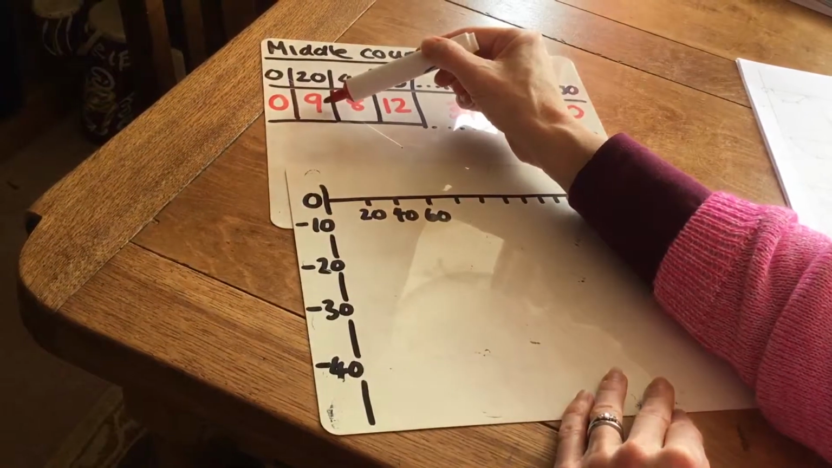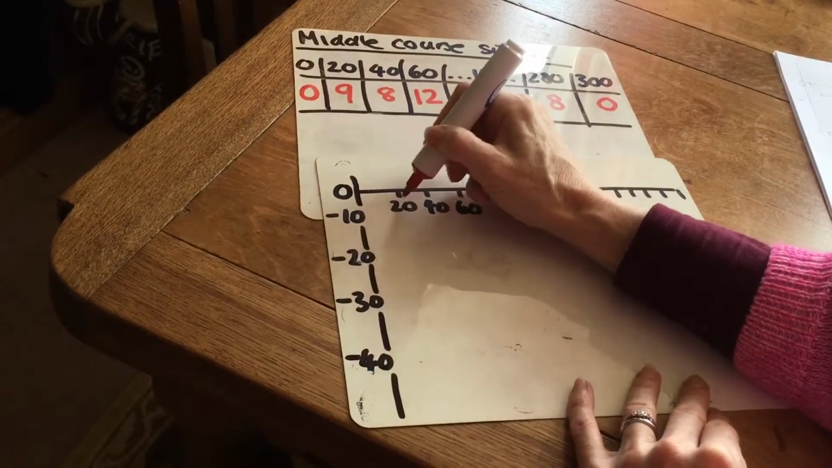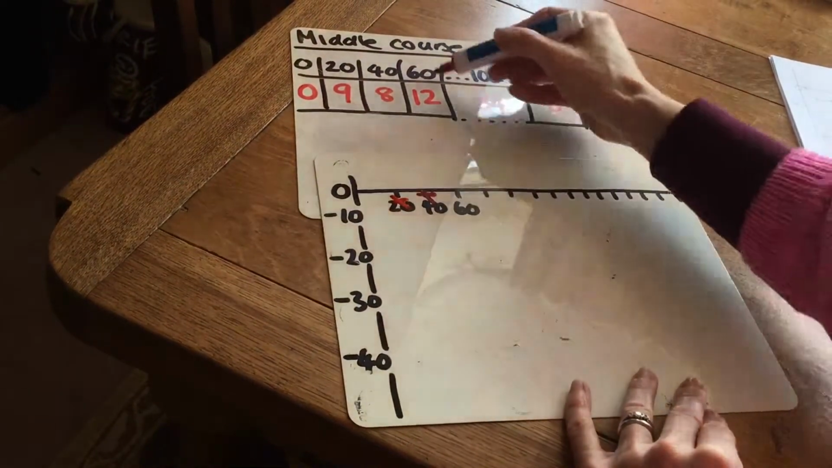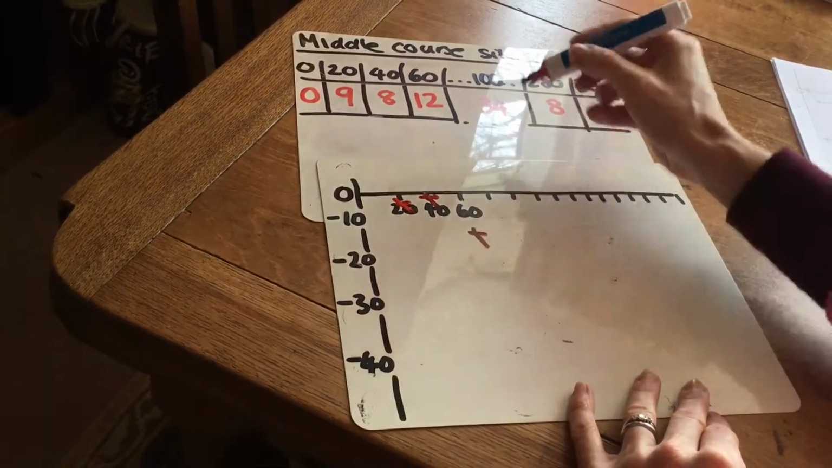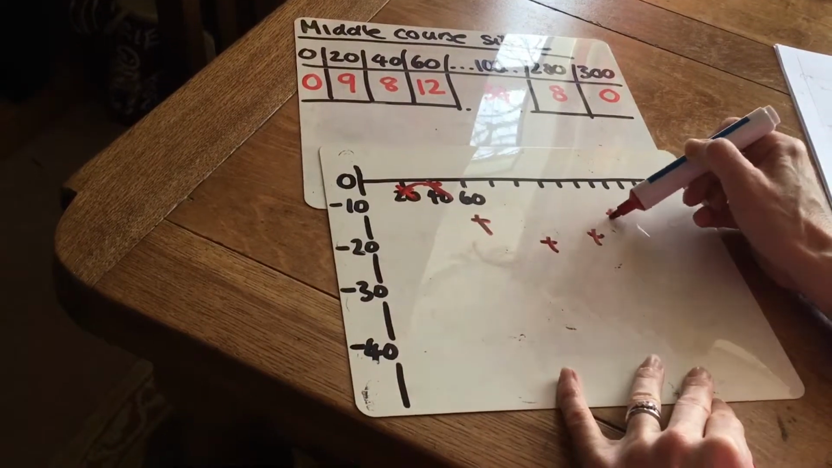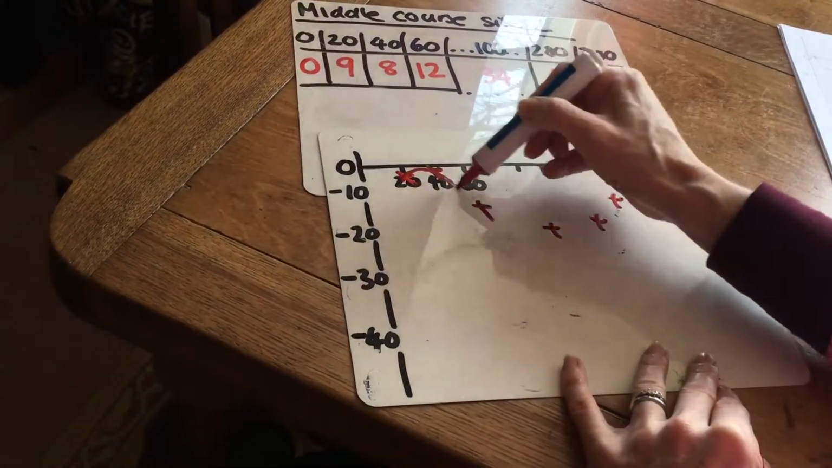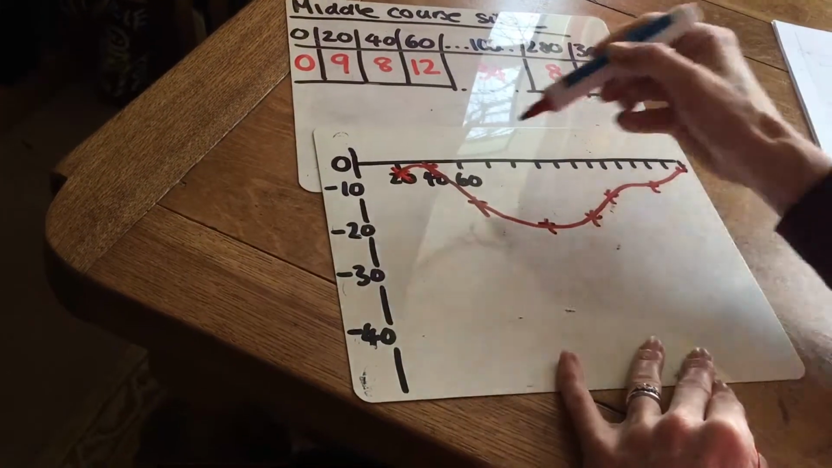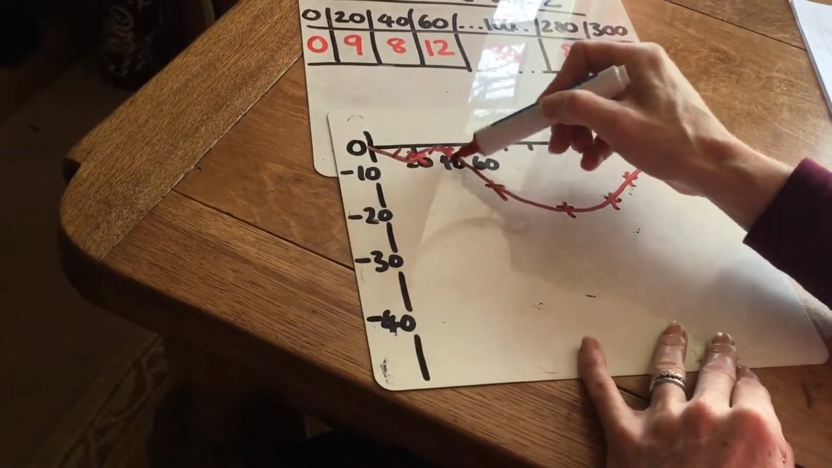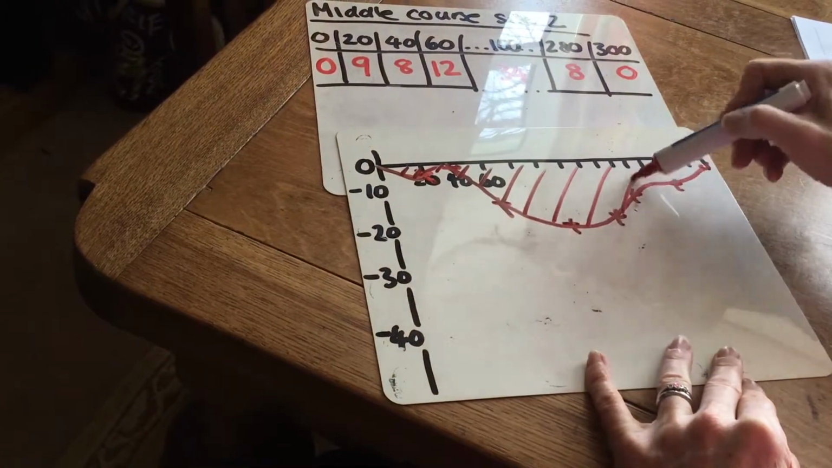Okay, so at 20 centimetres, it was 9 centimetres deep, so that's about there. 40 centimetres was 8, 60 centimetres was 12, etc, etc. Okay, so we can continue to do our crosses until we get to 300. And then we can join them up like that. So here we've now got a cross section of the river at Carding Mill Valley.